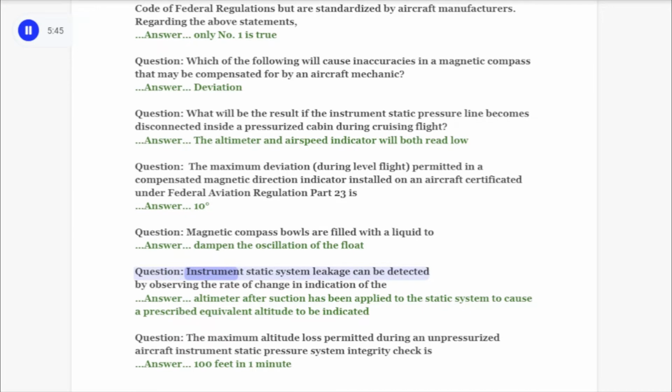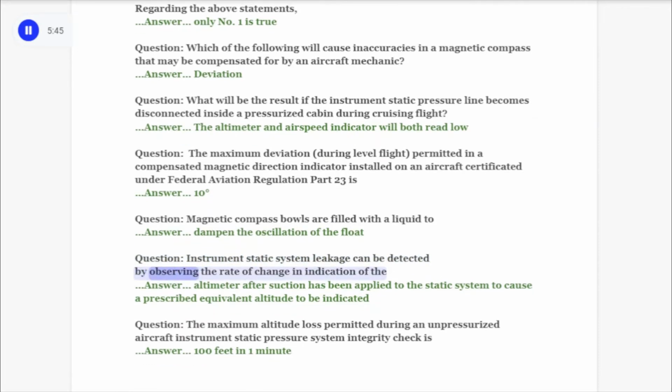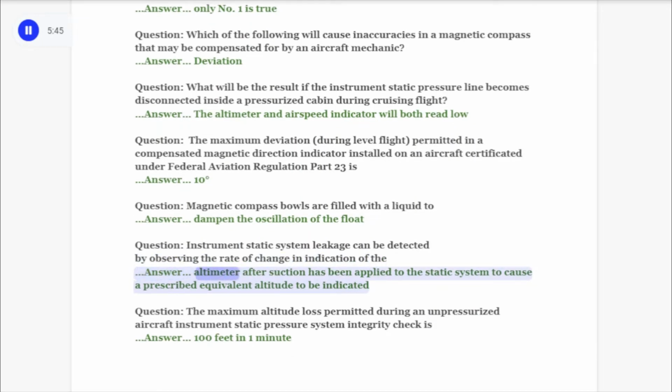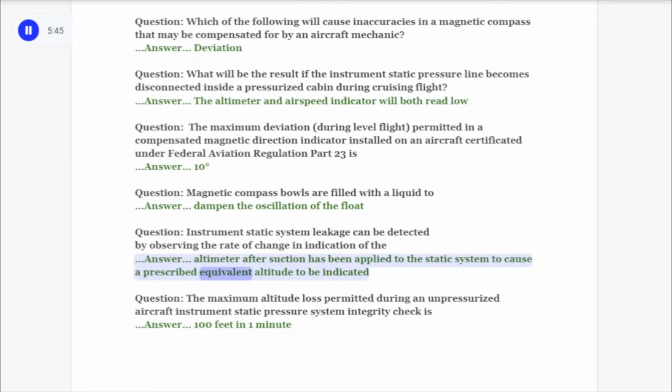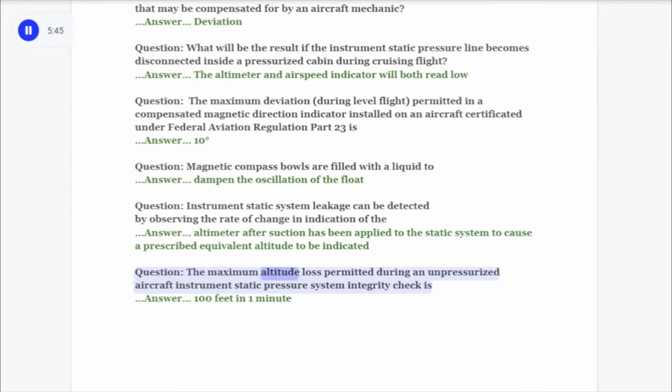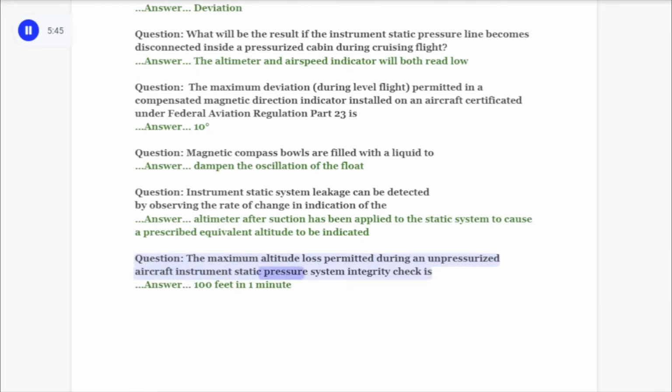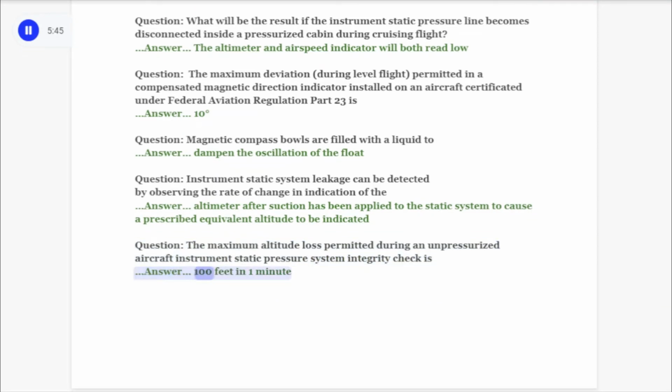Question: instrument static system leakage can be detected by observing the rate of change and indication of the. Answer: altimeter after suction has been applied to the static system to cause a prescribed equivalent altitude to be indicated. Question: the maximum altitude loss permitted during an unpressurized aircraft instrument static pressure system integrity check is? Answer: 100 feet in 1 minute.